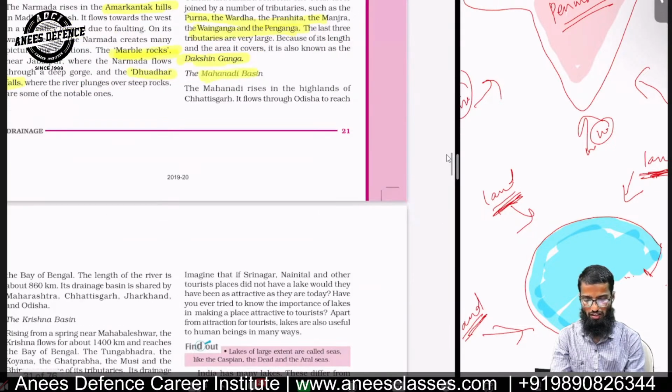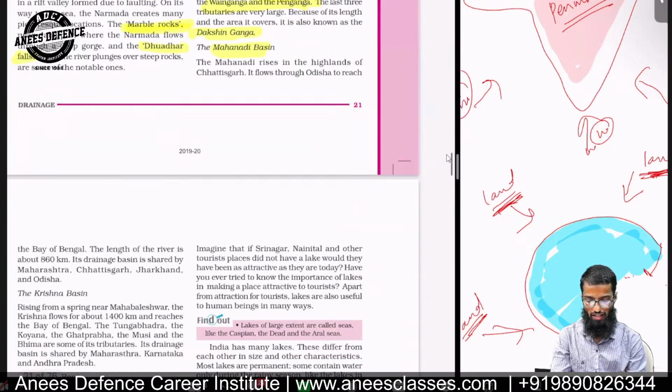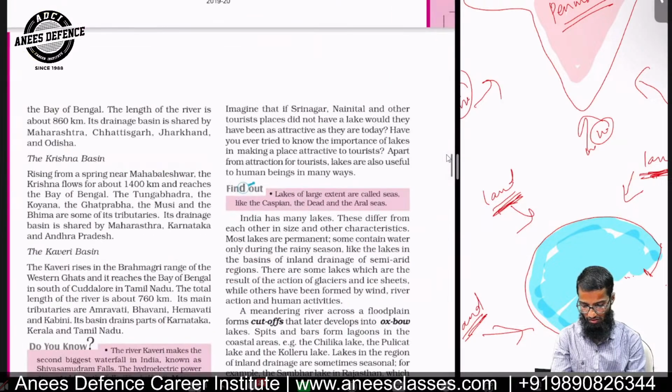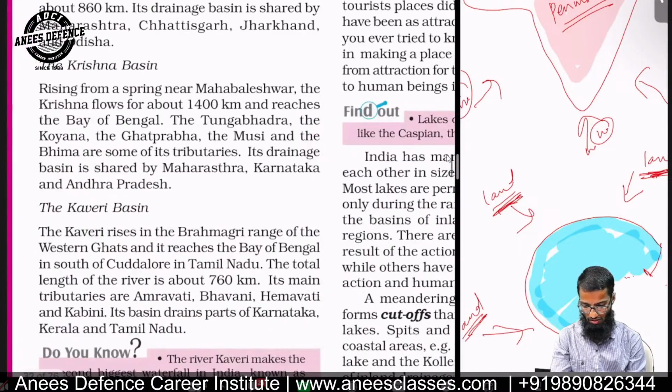And Mahanadi, like I talked about the Chilika Lake. So Chilika is in the basin and the delta of the Mahanadi. Okay, Krishna rises near Mahabaleshwar. Mahabaleshwar is near Pune, one of the locations, about 140 kilometers away.